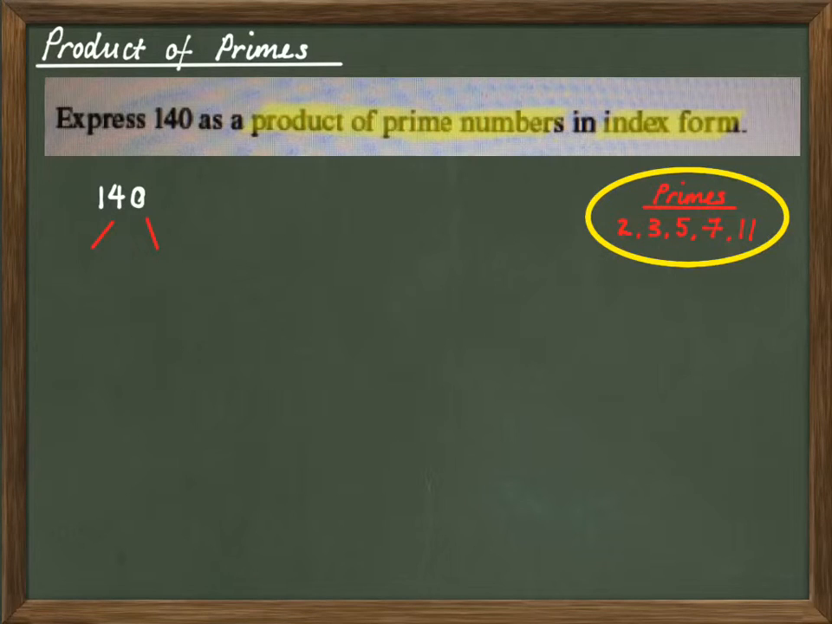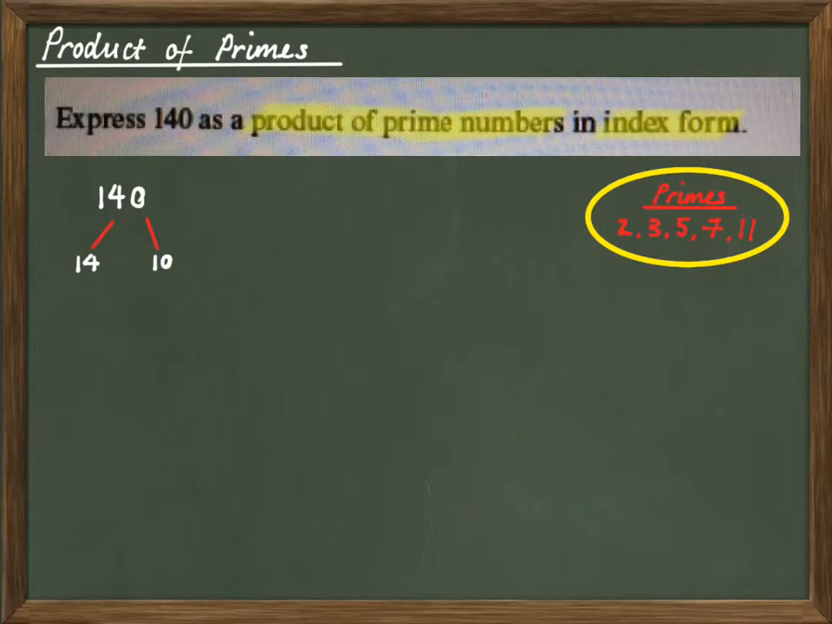So any 2 numbers that get to 140 when you multiply them, the first one I can think of in my head is 14 times 10. So 14 under one side, 10 under the other side. Right, now neither of them are prime numbers. So I'm going to have to actually go further down and make them into prime numbers.